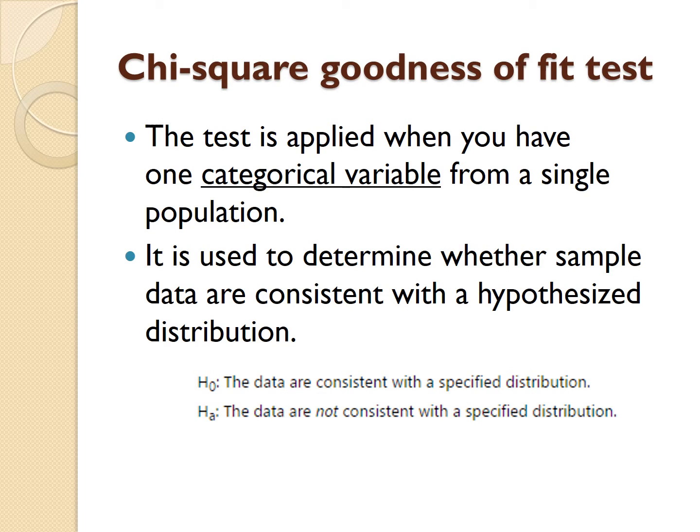When we have a single sample population for categorical variables, we can use the chi-square goodness of fit test to determine whether sample data are consistent with the hypothesized distribution or not.